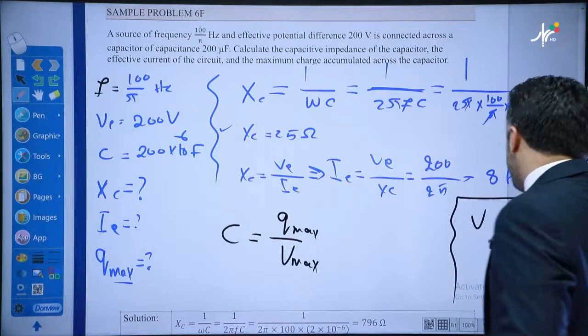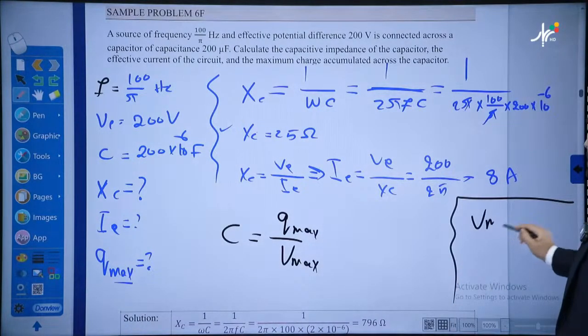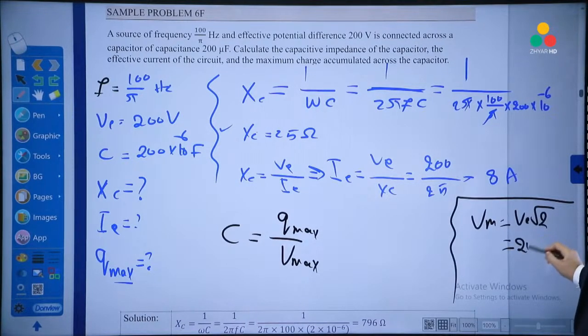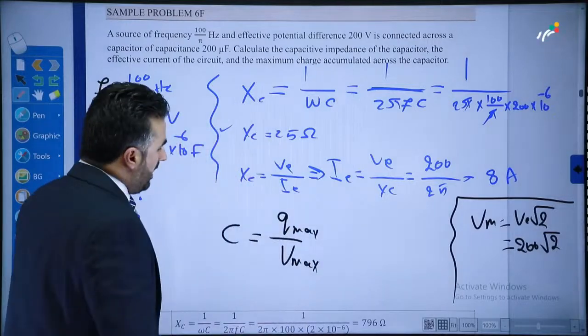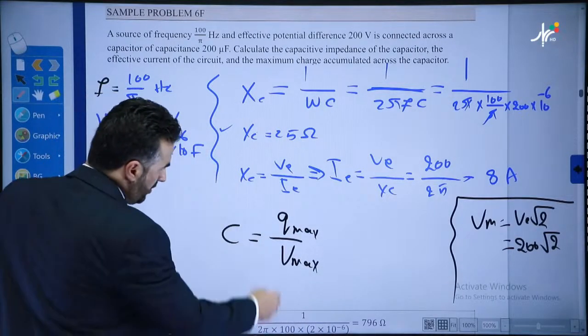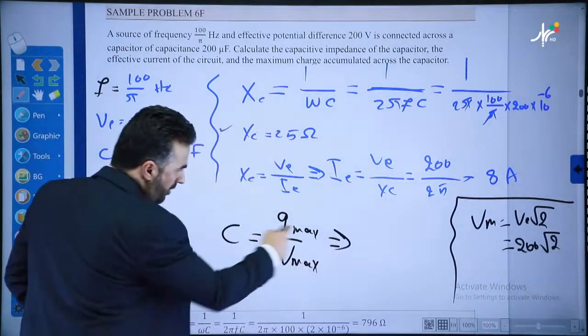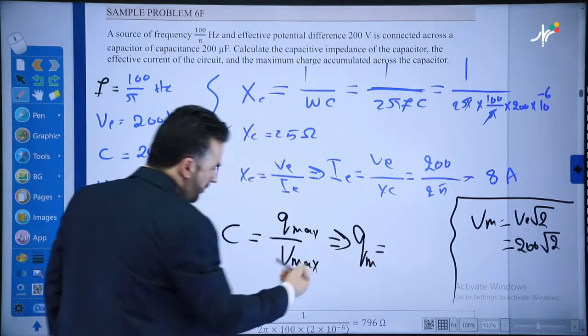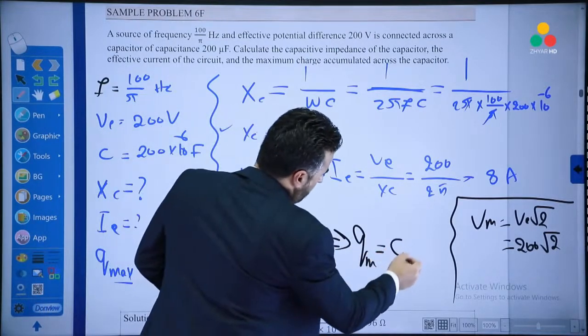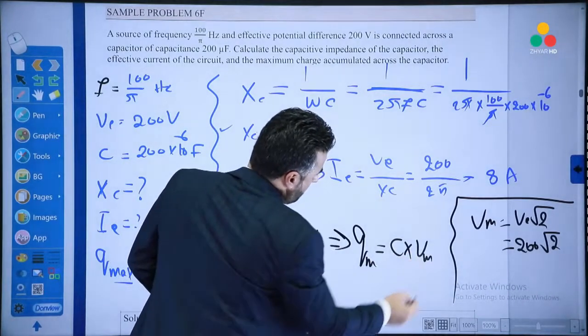V max, if I do it in one step, equals V effective times the square root of 2. So we have 200 times the square root of 2. That is going to be V max in here. And then the value for the capacitance is also given. So going back to this, maximum charge Q max is equal to C times V, but don't forget that is maximum here.